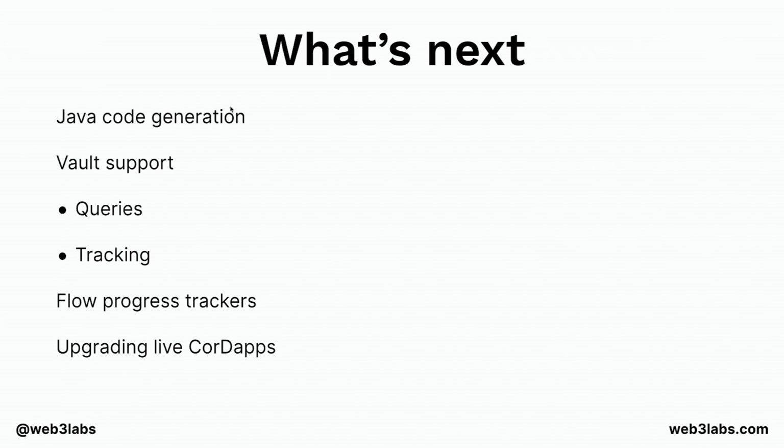So what about next? We have quite a bit of things in the pipeline. Currently we just generate the Kotlin code. We are planning on generating the Java code, and also having support for vault queries, as well as, given a particular state, the ability to track that particular vault. We also are planning to have some progress trackers, because once the flow goes in, it's a synchronous process which waits till we get a signed transaction. So if we have progress trackers which can hook onto that and see which part of the flow we are in, that would be very helpful.